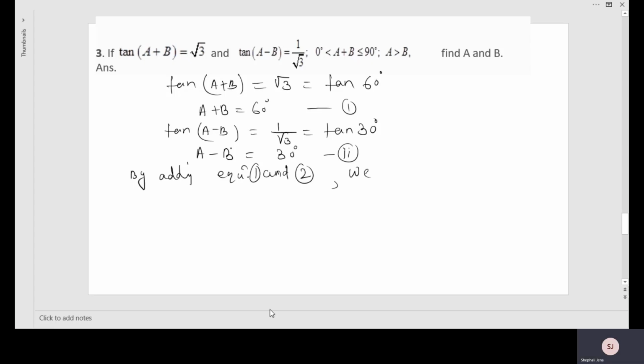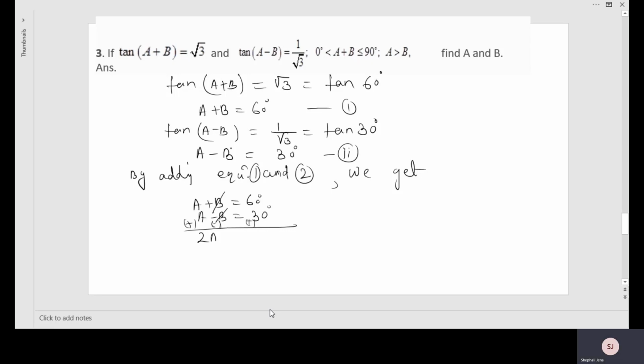What we will get? a plus b is 60, a minus b is 30. Add them. So addition means no change in sign. Whatever their sign, it should be like that. So one is positive, one is negative. We got 0. That is the elimination method you learn in linear equations.